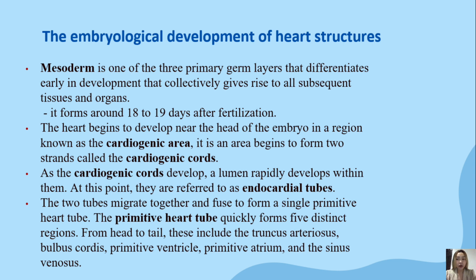As the cardiogenic cords develop, a lumen rapidly develops within them. At this point, they are referred to as endocardial tubes. The 2 tubes migrate together and fuse to form a single primitive heart tube. The primitive heart tube quickly forms 5 distinct regions. From head to tail, these include the truncus arteriosus, bulbus cordis, primitive ventricle, primitive atrium, and the sinus venosus.